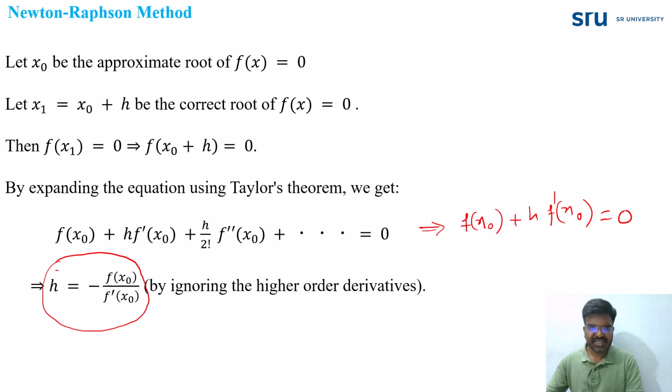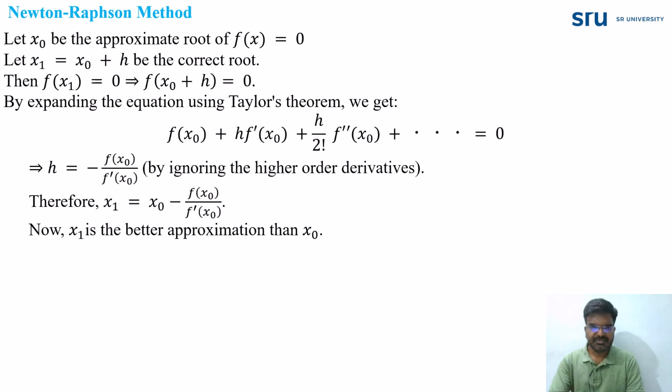We substitute this h value here. Then what is x1? Now we can see after substituting that h value, x1 equals x naught minus f of x naught by f dash of x naught. See, x naught is the initial approximation. By using x naught, we are finding the better approximation, that is x1.